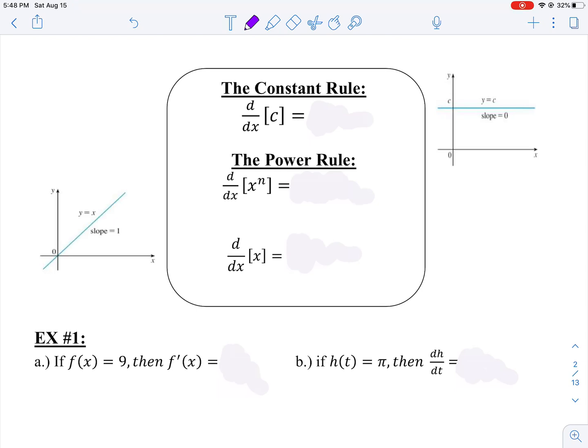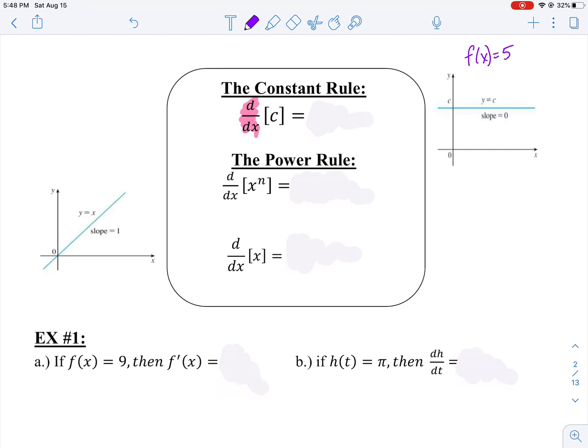The first two rules we're going to talk about are one that we call the constant rule, and then a couple that are called the power rule. Now, constant rule is when we take the derivative. Remember, this is a notation for derivative. The derivative of a constant with respect to x. So for example, if our function was f of x equals 5, right?